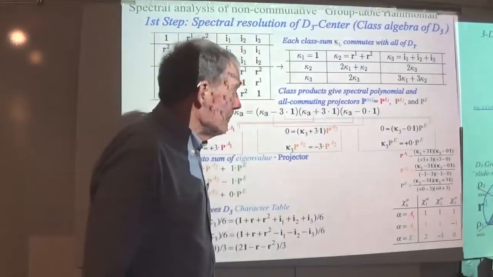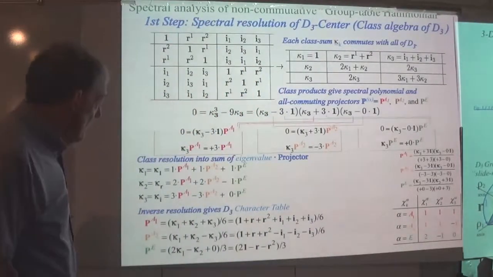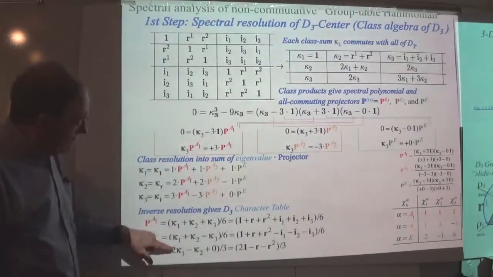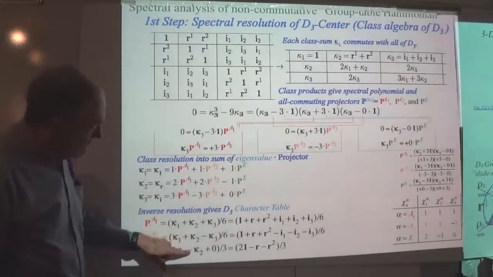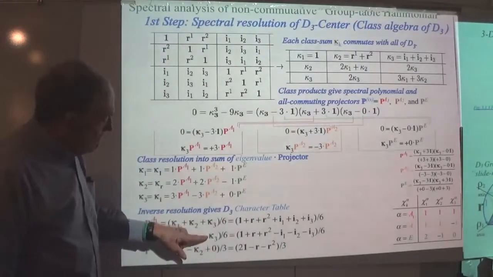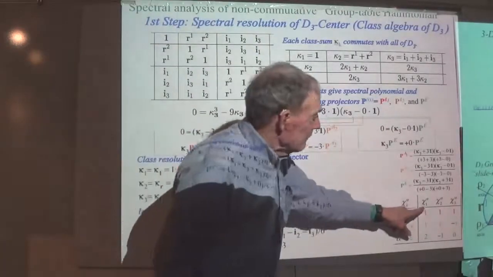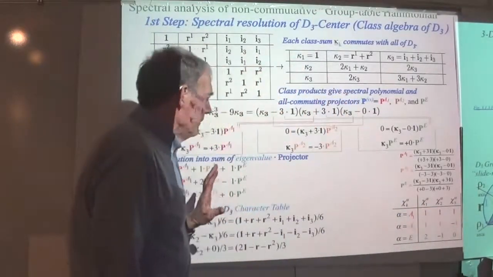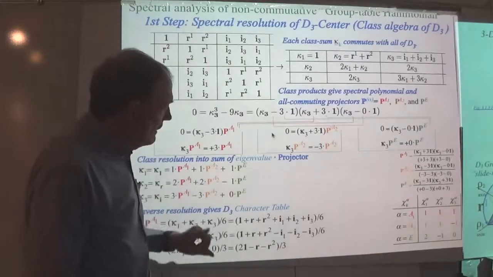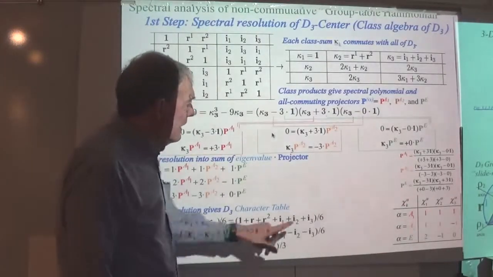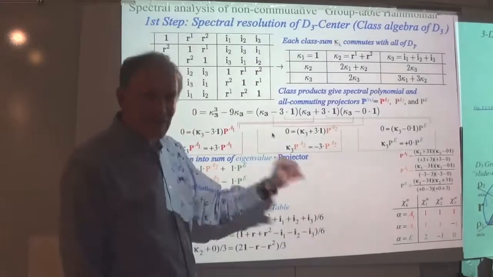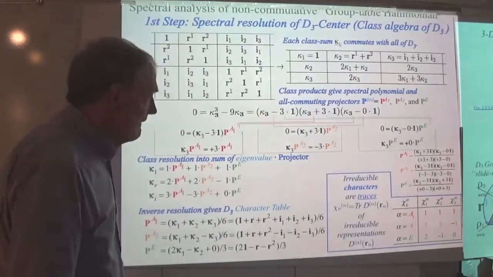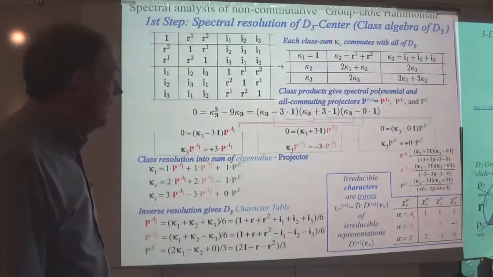That's the character table. And where do you see the numbers? Right here with the coefficients 1, 1, 2. 1, 1, minus 1, and 1, minus 1. I'm cheating a little bit here. How did I know to factor out a third from this one and a sixth from this one? That's a little bit of a trick to get that.